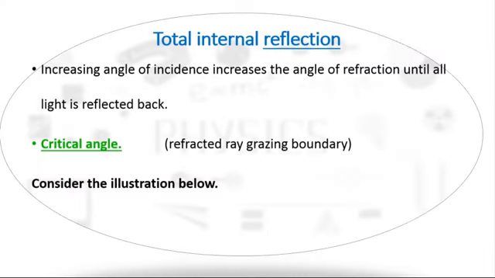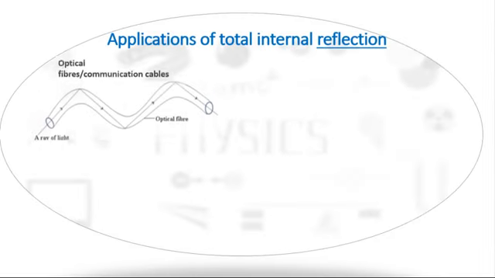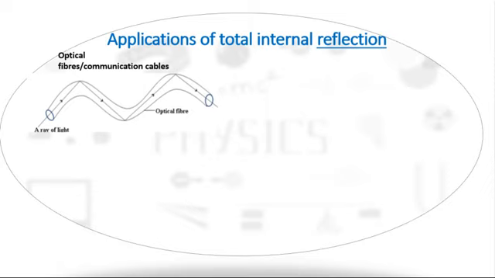Now that we have finished looking at how total internal reflection occurs, let's look at some applications. Where is total internal reflection useful? We have optical fiber or communication cables. Have you ever seen wires on trees which are not electricity wires? Those are called optical wires, optical fibers, or communication cables.